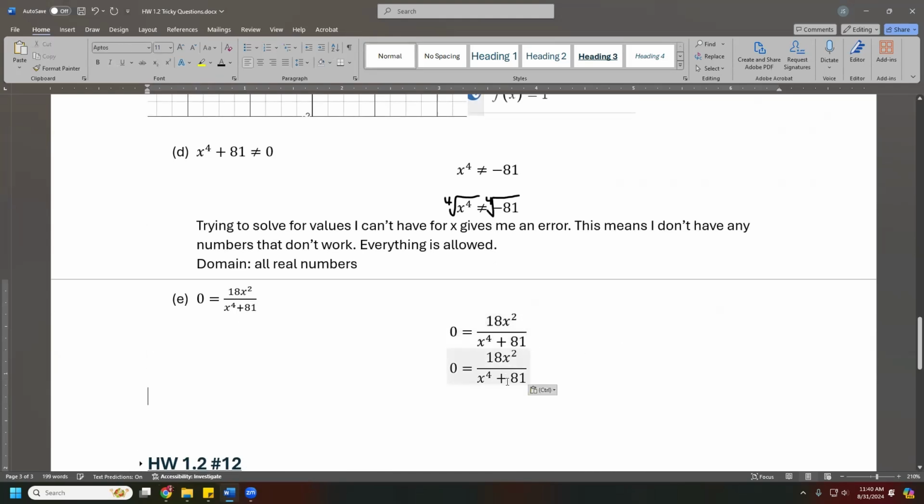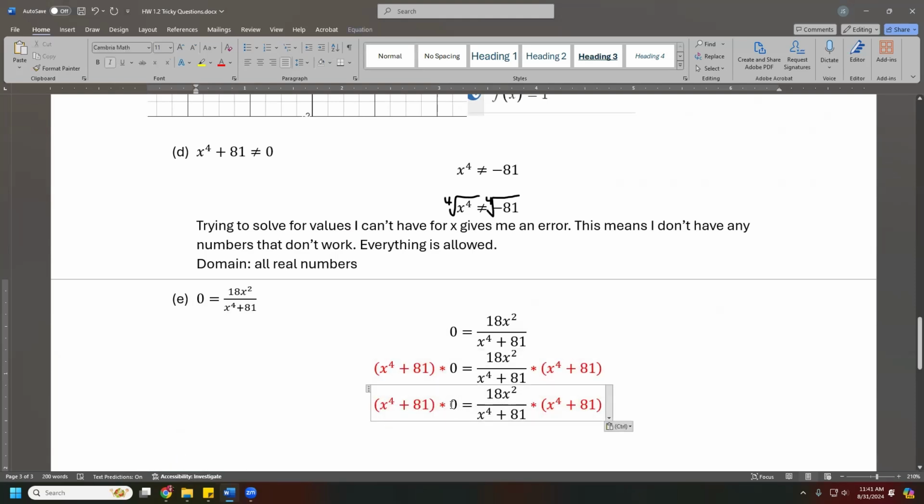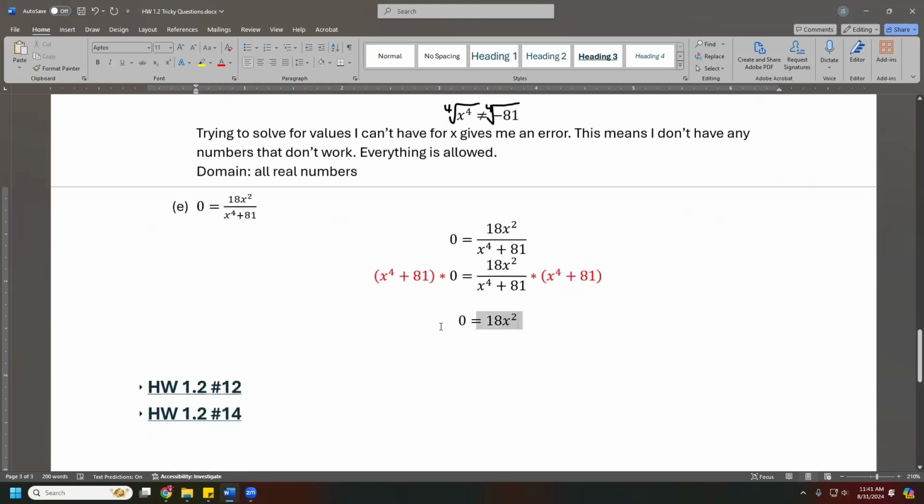Same deal as before, where I'm going to get rid of this denominator by multiplying both sides by the denominator. So I'm going to multiply the left by this guy, and I'm going to multiply the right by that guy as well. So here. And this is also kind of nice, because when I do this, 0 times anything is just 0. So on the left over here, my left side is still just 0. But on the right, the denominator gets canceled away. So this is all I'm left with.